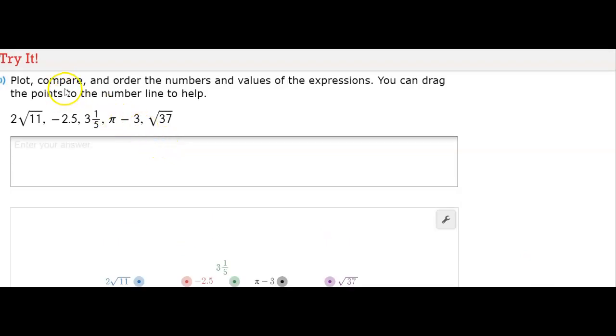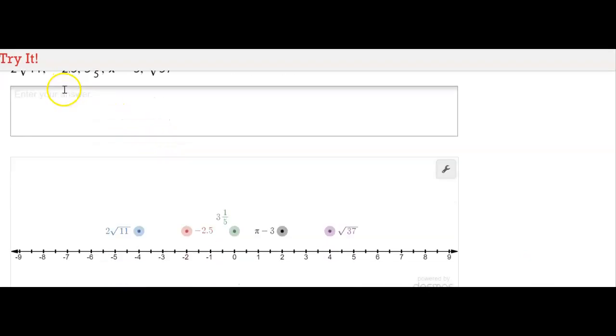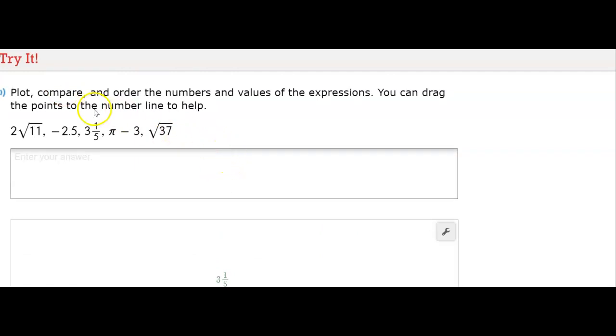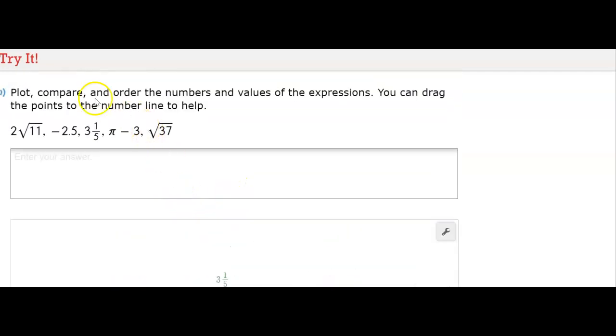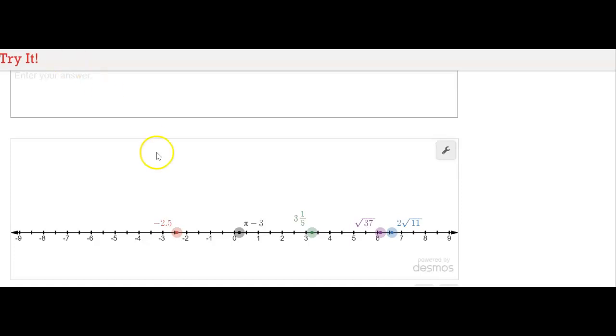Okay, so interesting. I have to use this gadget. Okay, so plot, compare, and order the numbers and values of the expressions. I'm going to drag them to the number line. I use my calculator to find the decimal versions of these so I can place them on the number line. So -2/5 is supposed to be on the line, right here. That was the easiest one to plot.